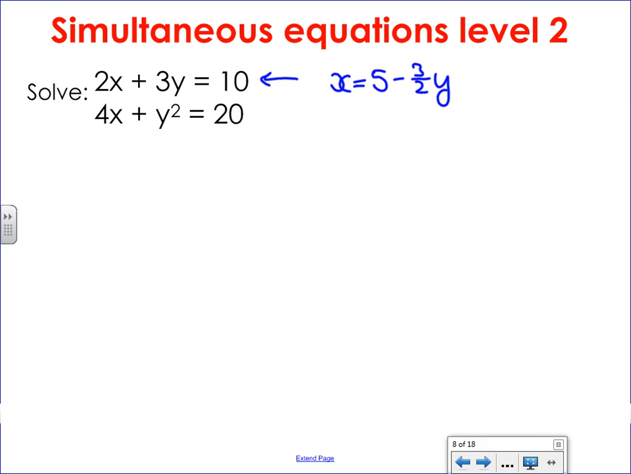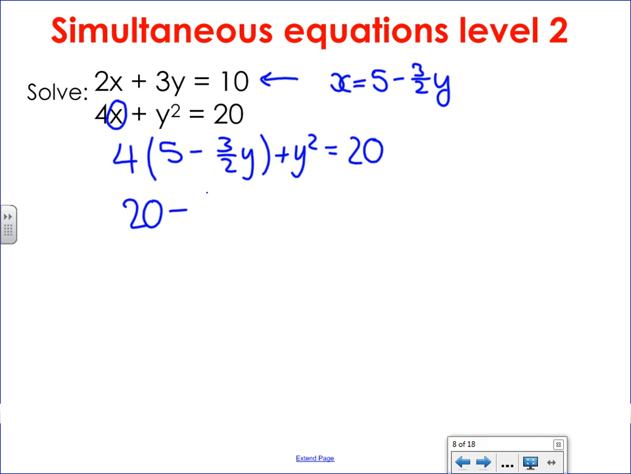That's it. Then we're going to sub that in here. Wherever it says x, we write what x is, which is 5 minus 3 over 2y. So 4 lots of 5 minus 3 over 2y plus y squared. Expand out the brackets, get it all on the left-hand side: 20 minus 6y plus y squared equals 20. Let's write it in a nice order: y squared minus 6y equals 0. So we've got a quadratic to solve.